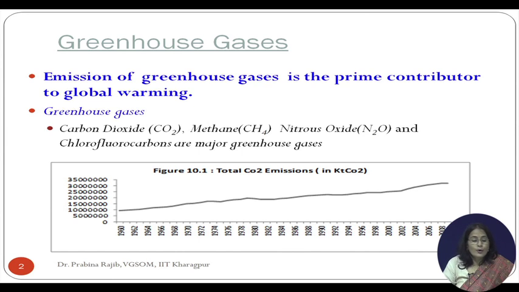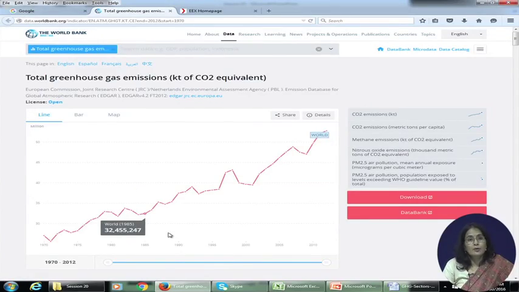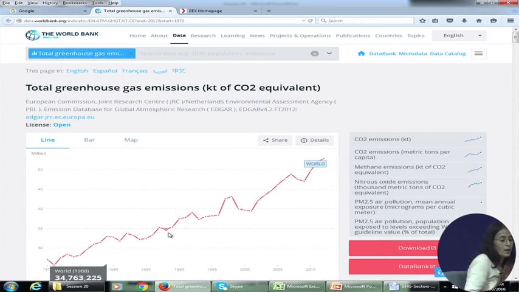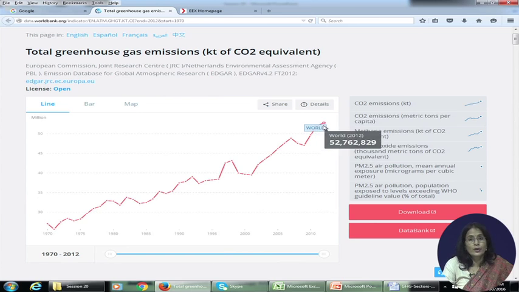I have downloaded this data from the World Bank website, so it is clearly visible to you. If you see this, in 1970 total greenhouse gas emission in kiloton of carbon dioxide equivalent was standing at 27.074 million, and by 2012 it has gone up to 52.762 million. And as you can see, it is growing at a very high rate. Of course, in the year 2008-9 it went down a little, but subsequently it is going up at a relatively good rate.